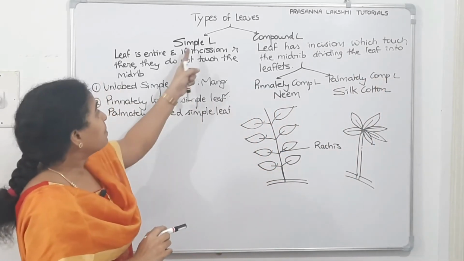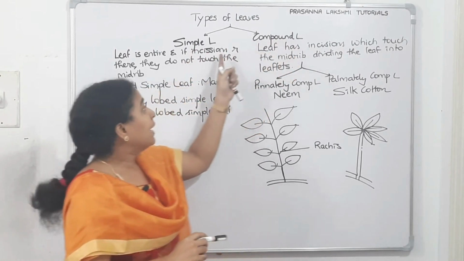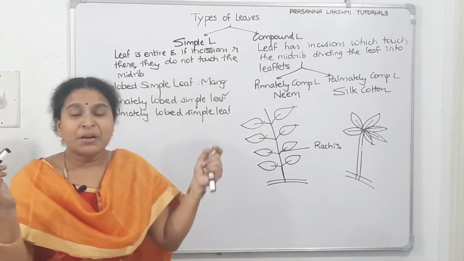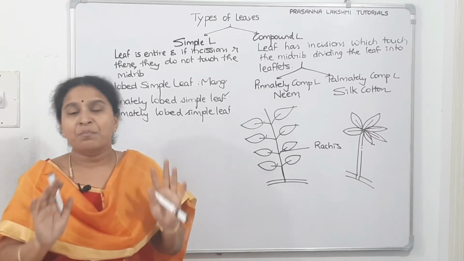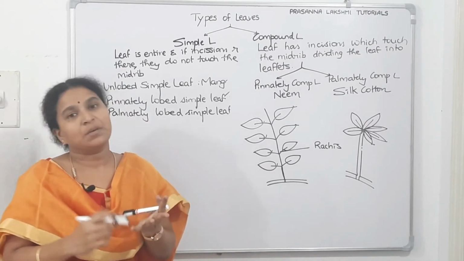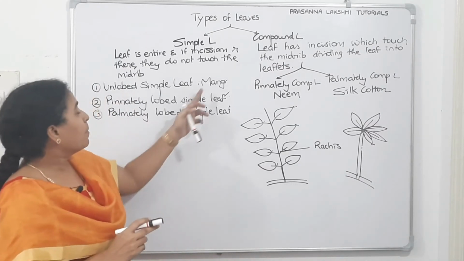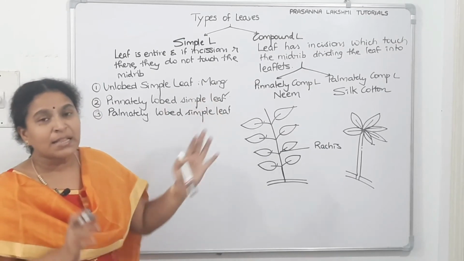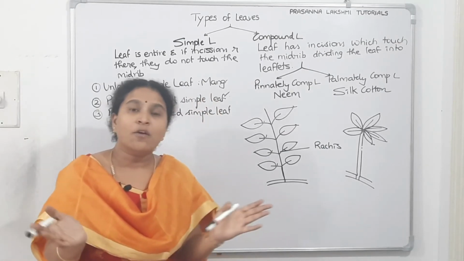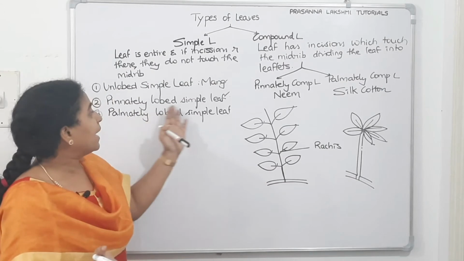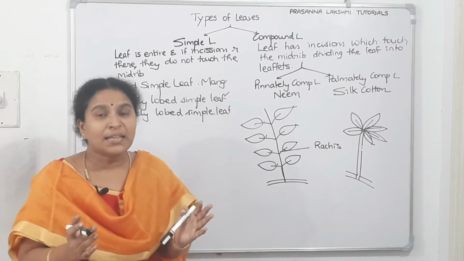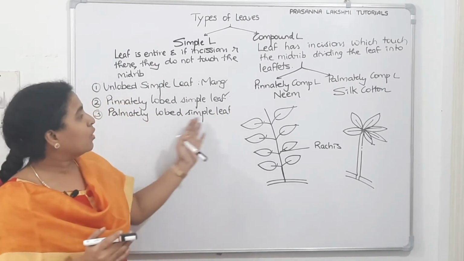What do you mean by simple leaf? What do you mean by compound leaf? In simple leaf, incisions are there, but the incisions are not touching the midrib. Now, it can have lobes, it may not have lobes. Unlobed leaf, mango is an example. If lobes are present on either sides of the midrib, then that is called pinnately lobed leaf. If the lobes are there at the tip, palmately lobed simple leaf.